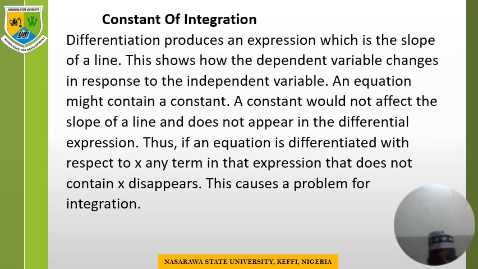Constant of integration. Differentiation produces an expression which is the slope of a line. This shows how the dependent variable changes in response to the independent variable. An equation may contain a constant. A constant will not affect the slope of a line and does not appear in the differential expression. Thus, if an equation is differentiated with respect to x, any term in that expression that does not contain x disappears. This causes a problem for integration.